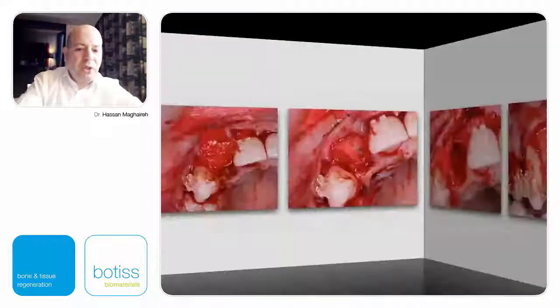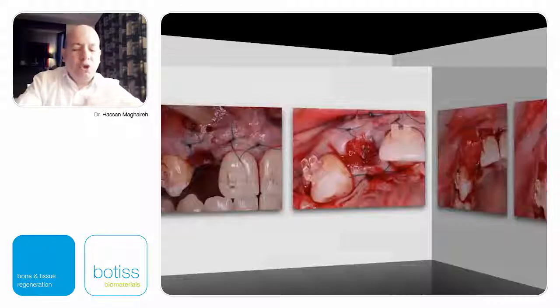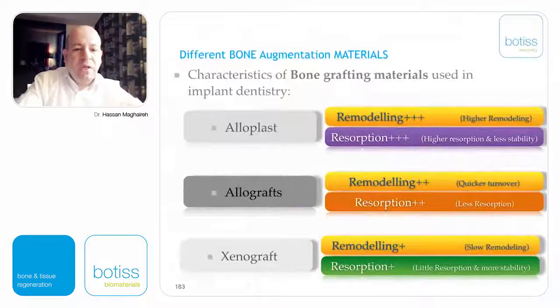In this case, we use Mucoderm from Botiss, and then packed the socket gently using allograft, because I know this allograft is going to convert into a good quality bone, which I'm going to find very useful when I come to place my dental implant at a later stage.